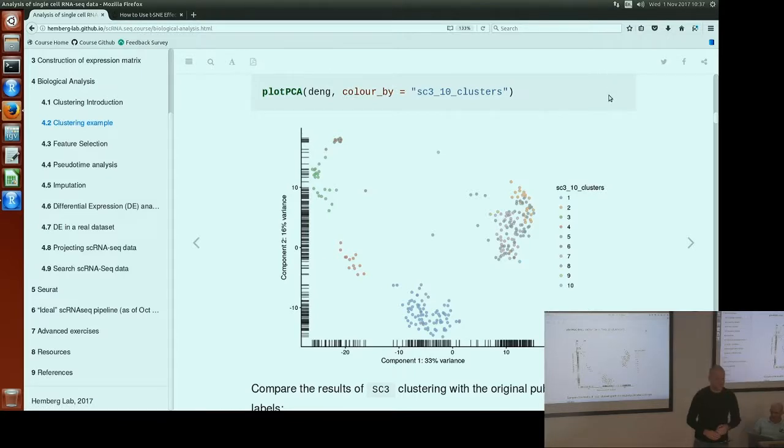So now we can also plot PCA again, but we want to color the cells by SC3 clusters. So now instead of using original cell labels, we say we want to use the clustering solution of SC3. And this is how it looks. We don't know the labels because when you run clustering, you find the clusters, then you have to label them. We haven't done that yet, right? So it gives you a cluster number, and you can see why those cells were separated in a separate cluster.